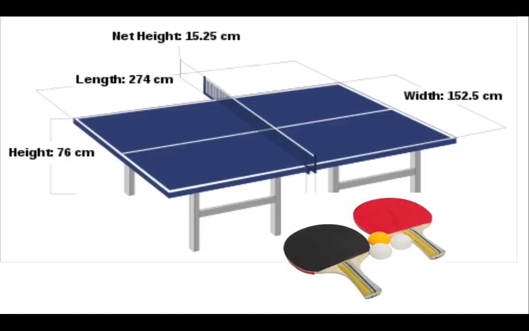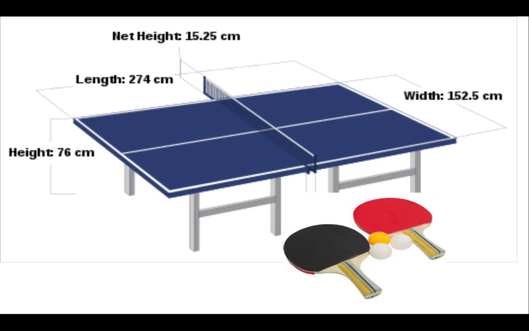Now here on the screen you can see a table type structure. This is a TT table, or you can say a table tennis table. Table tennis, students, also known as ping pong and whiff waff, is a sport in which 2 or 4 players hit a lightweight ball, also known as the ping pong ball, back and forth across a table using small rackets.